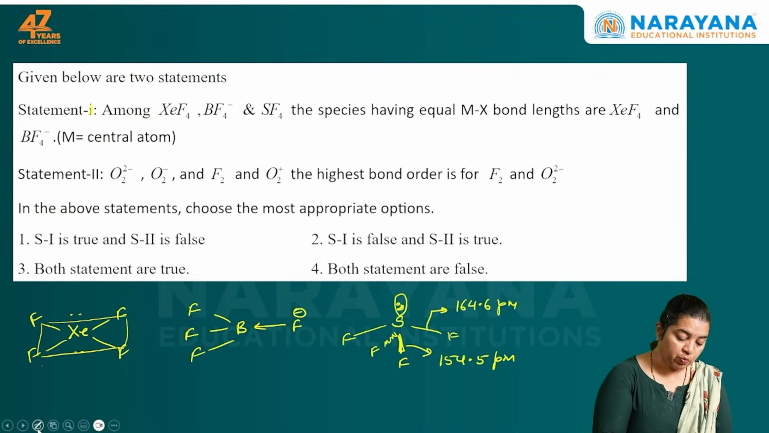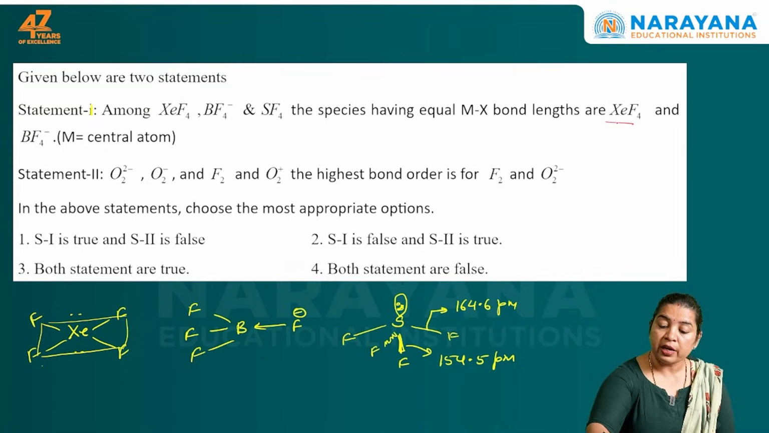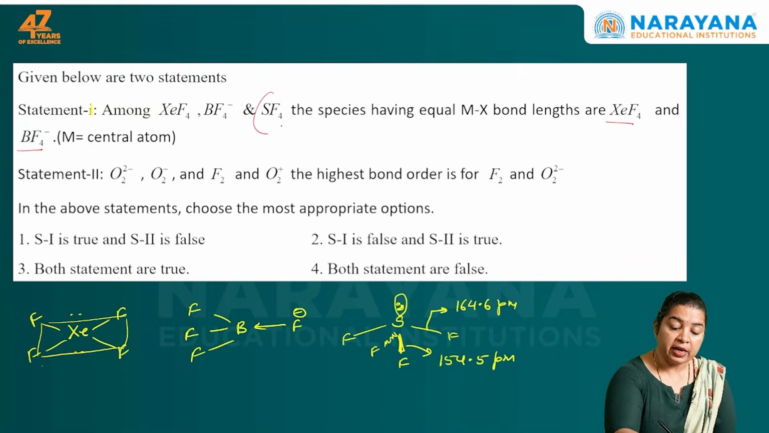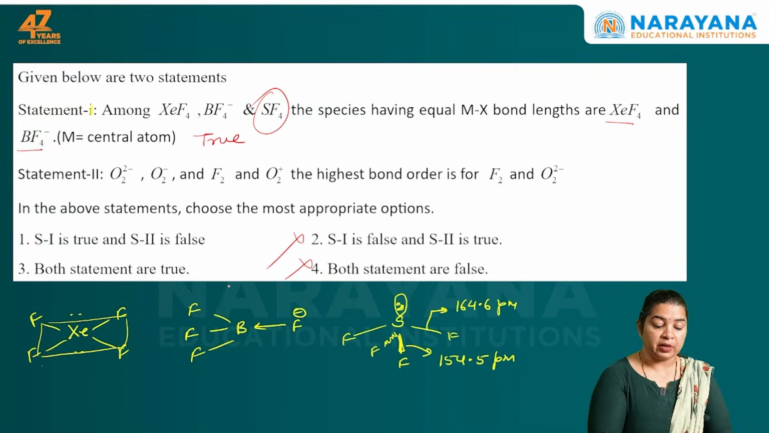So, let us go back to this particular statement. Among XeF4, BF4 minus and SF4, XeF4 and BF4 minus have equal M-X bond length, we agreed, and SF4 does not, we agree. So, this statement is true. This can't be our answer.